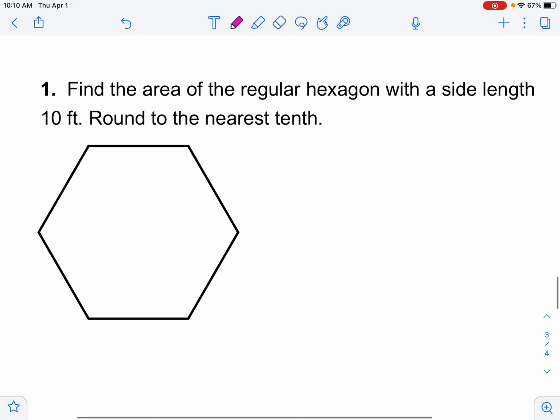Okay, so let's get into an example here. It says, find the area of a regular hexagon with side length 10 feet. Round to the nearest tenth. All right, so the first thing we're going to do is write down our formula. Since it's a regular hexagon, it's a regular polygon, we're going to write down area equals 1/2 apothem times perimeter.